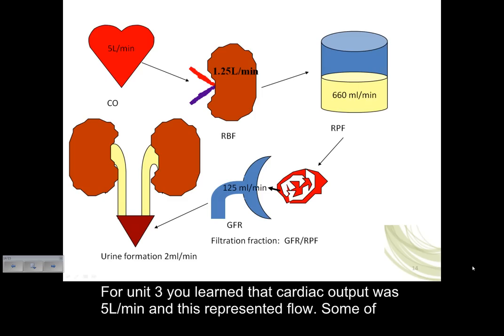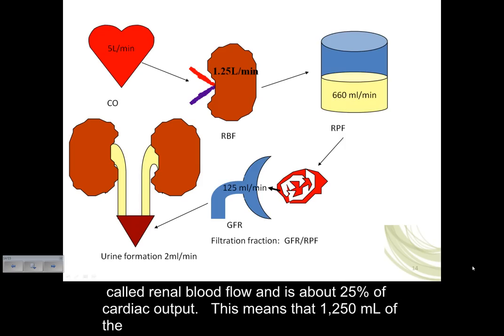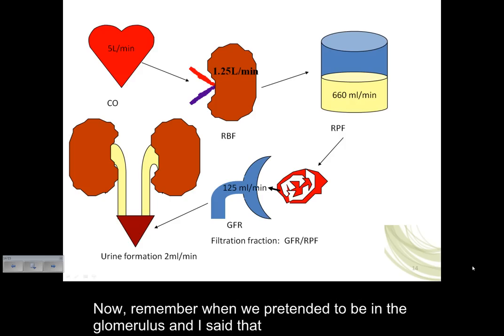For Unit 3, you learned that cardiac output was 5 liters per minute, and this represented flow. Some of this blood did flow to the kidneys. The amount of blood that entered the kidneys is called renal blood flow and is roughly 25% of cardiac output. This means that roughly 1,250 milliliters of the 5,000 milliliters goes straight to the kidney every minute. That is a huge amount of blood flow.